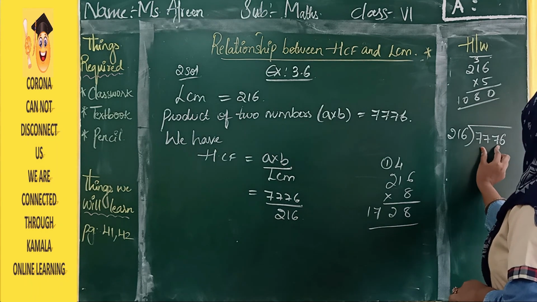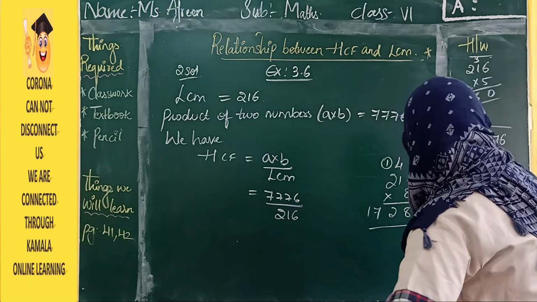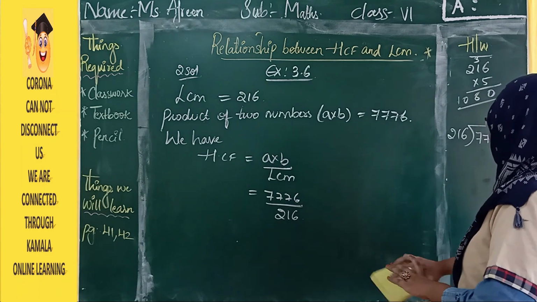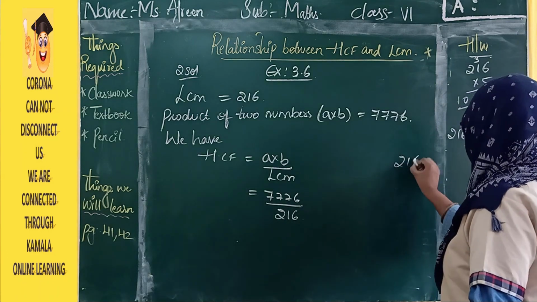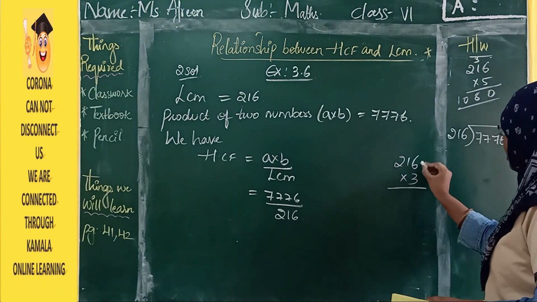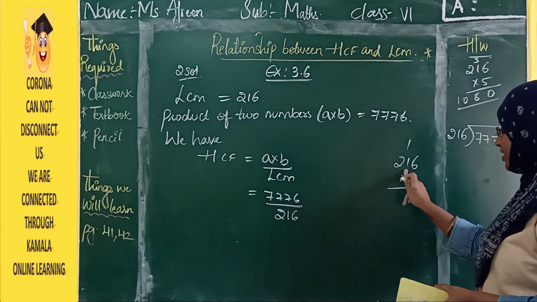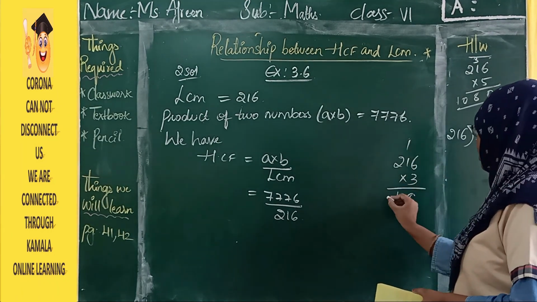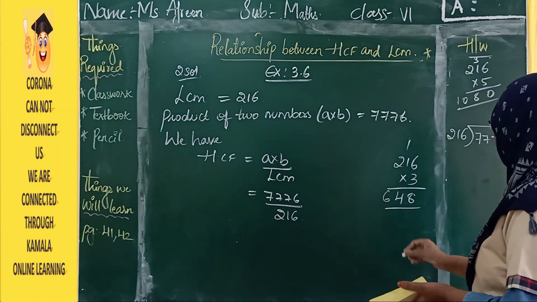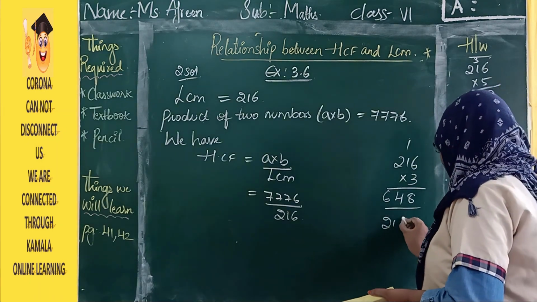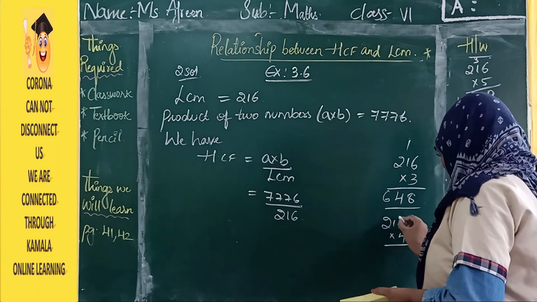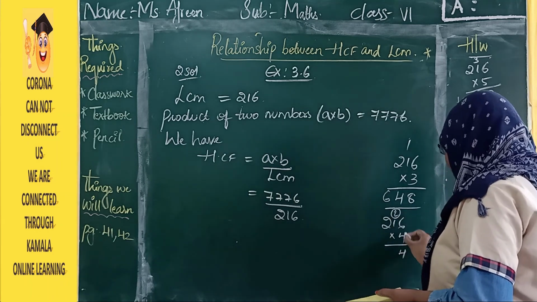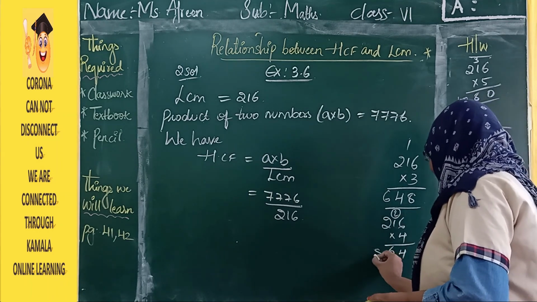If you take 3 numbers, okay, we have to pick 3 numbers, right? 216 3s are 648. 3 6s are 18. 3 1s are 3, plus 1 is 4. 3 2s are 6, so 648. 216 4s: 4 6s are 24. 4 1s are 4, plus 2 is 6. 4 2s are 8, so 864.